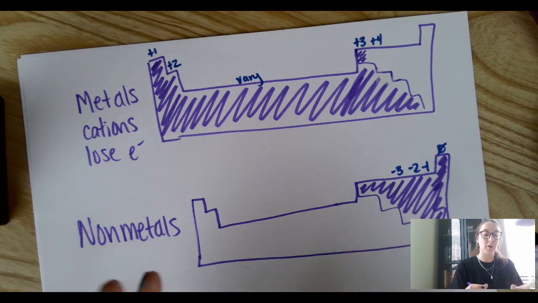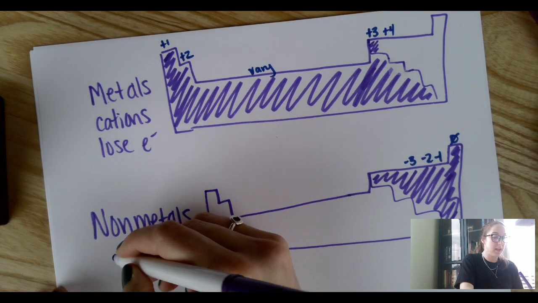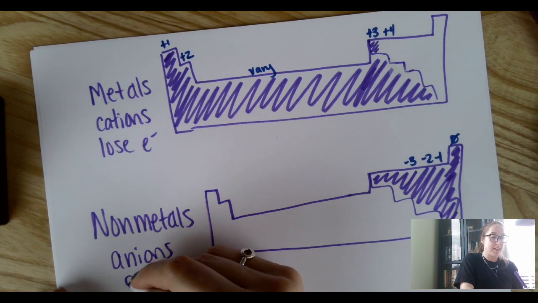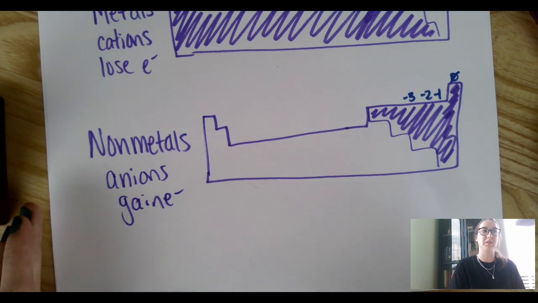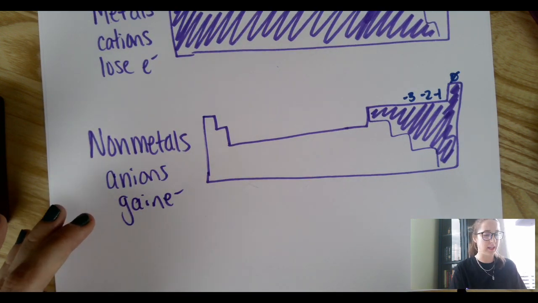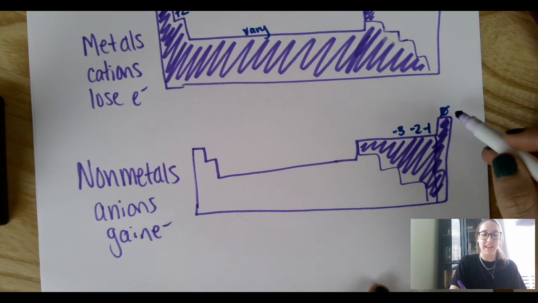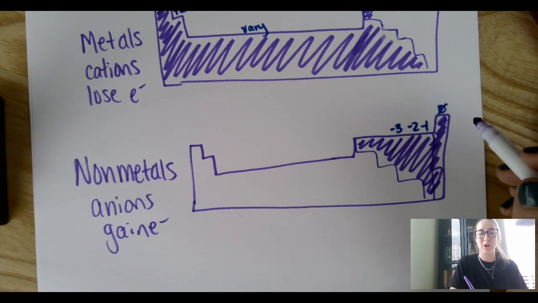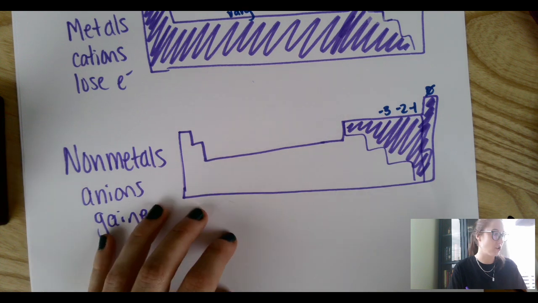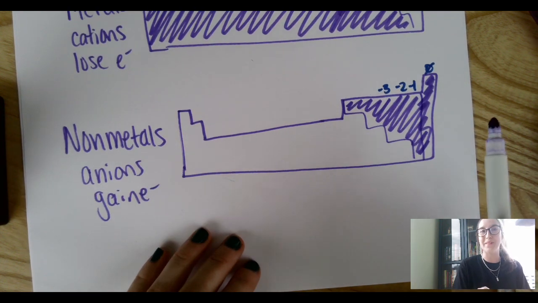Nonmetals, on the other hand, are going to pull in electrons to themselves. Those are your anions, and they're going to gain electrons to achieve that octet. So again, noble gases have a zero ion charge. Why do they have a 0 ion charge? Because they have 8 valence electrons.